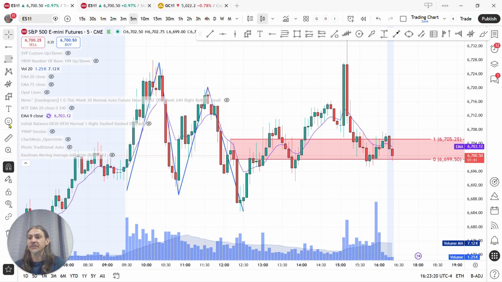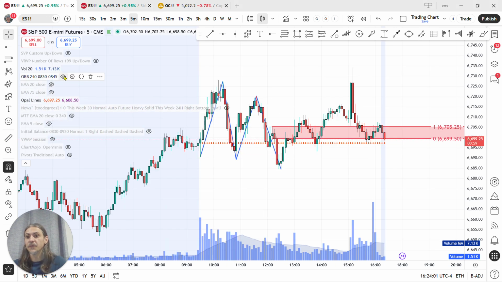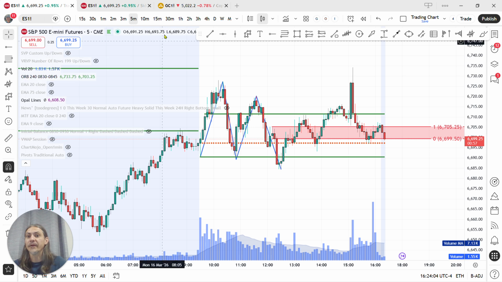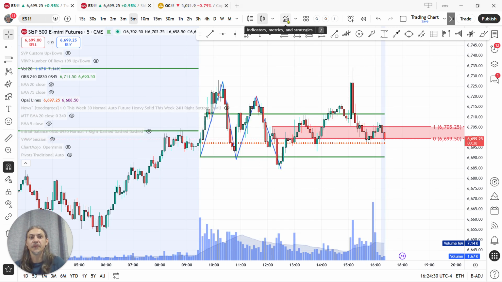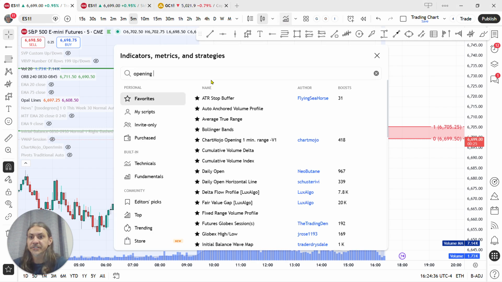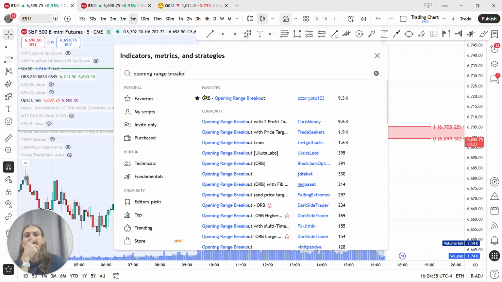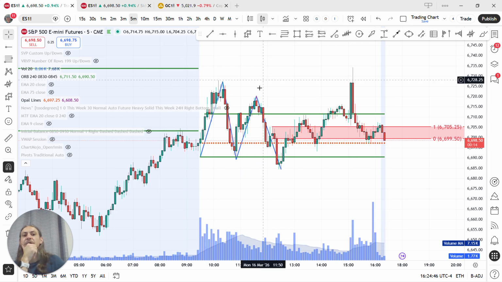I was taught to use a tool called the opening range breakout. If you go on TradingView, it's called the opening range breakout. Where is it? As you can see, this tool is called the opening range breakout on TradingView. Just go up here to where it says indicators, this little thing here. You type in opening range breakout, and it's this one here, opening range breakout by ZZZ Crypto, and you can click the star to keep it in your favorites over here.